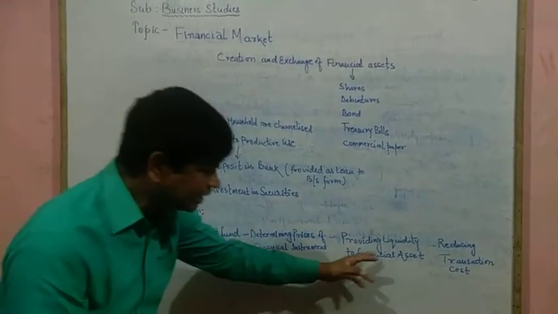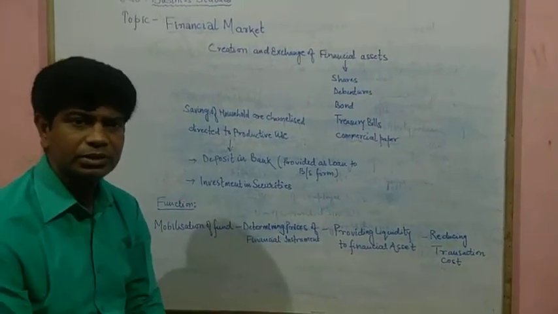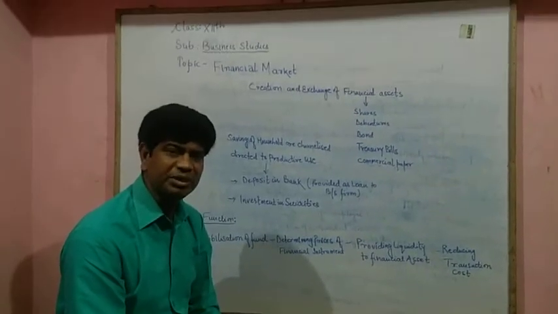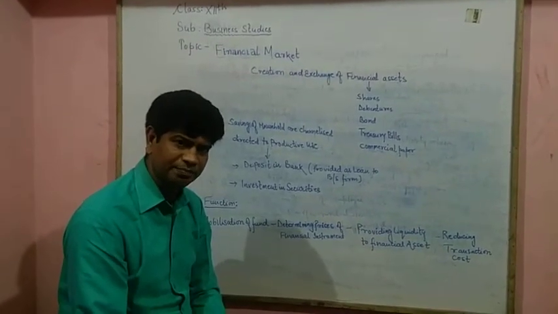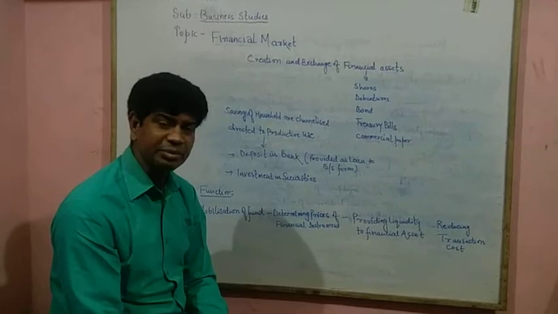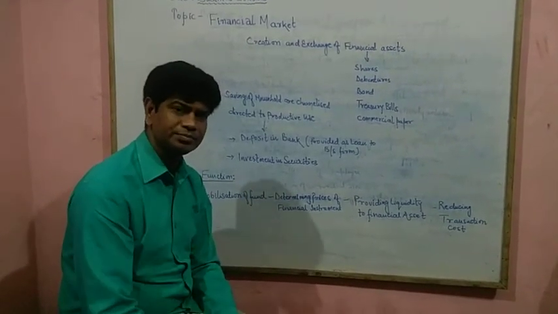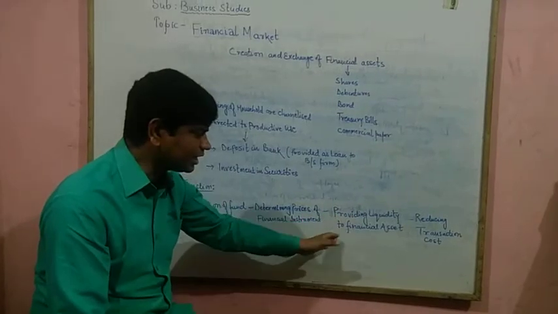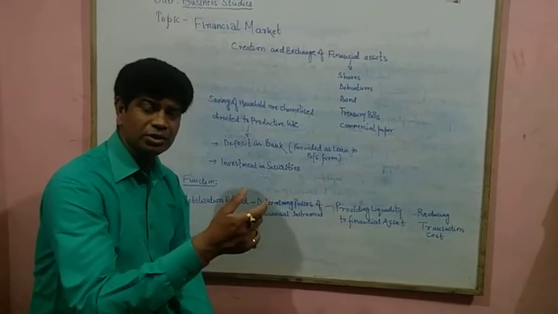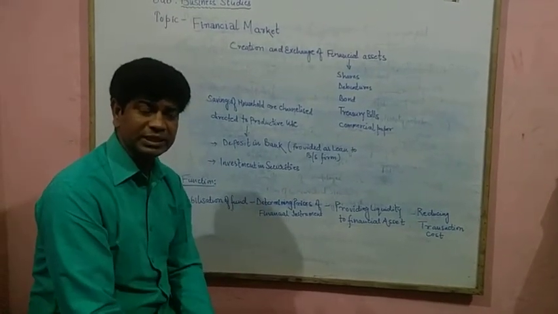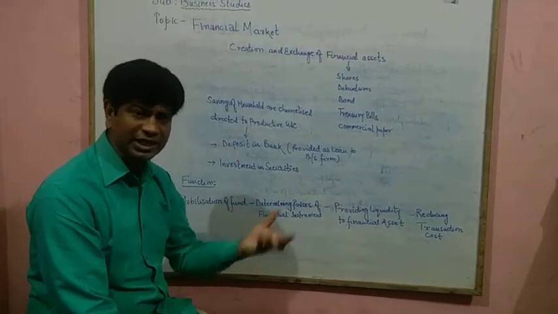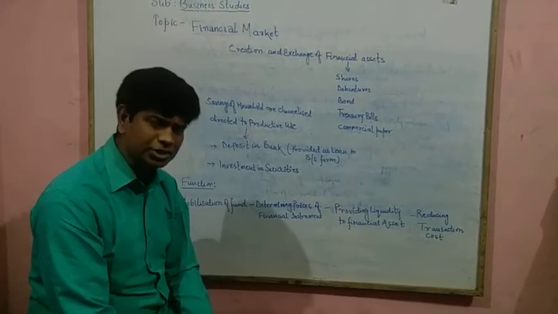Then we have providing liquidity to the financial assets. These financial assets are readily tradable. They can be traded in the financial market. There are readily available customers in the market, and they can be converted into cash at any point. You cannot sell these securities or assets in any other market, but they are traded and exchanged only in the financial market. We can convert them into cash in the financial market.